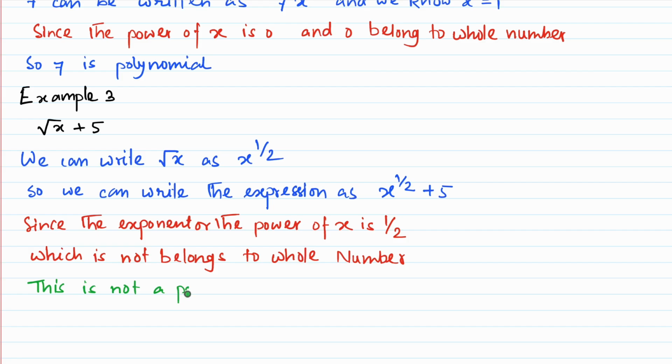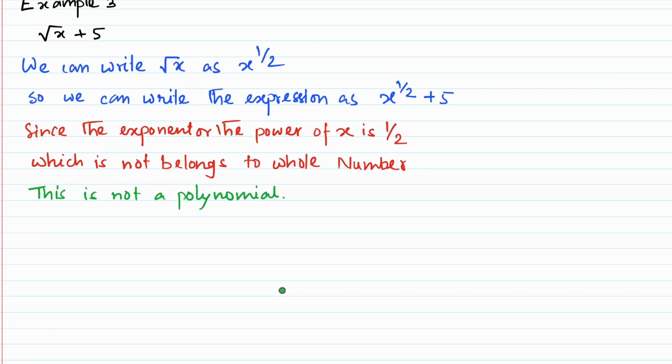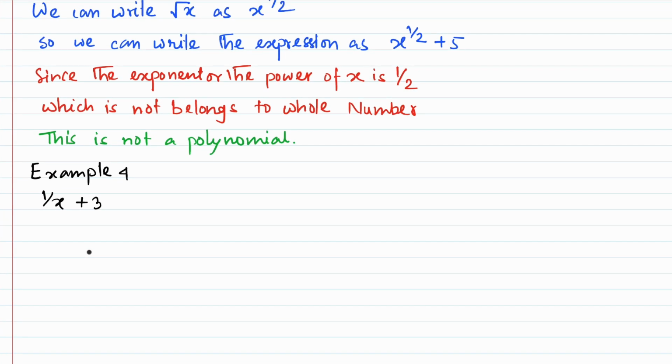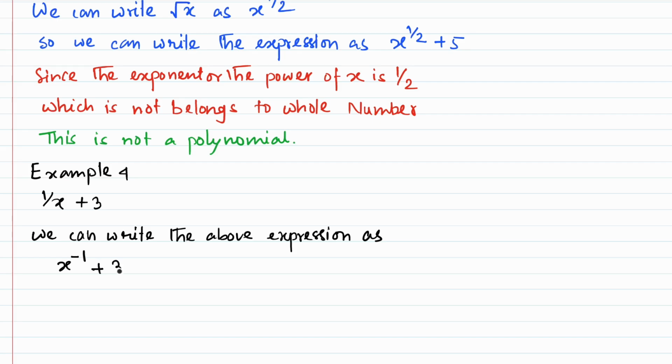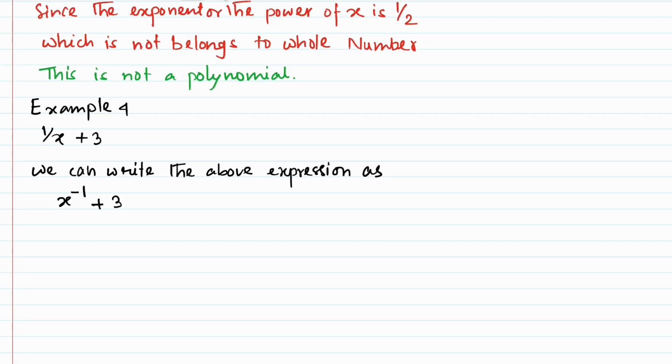So this particular expression is not a polynomial. It's clear. Now take another example, example 4: 1 by x plus 3. We can rewrite the above expression as x to the power minus 1 plus 3. When you move the x from the denominator to the numerator, the power changes its sign.